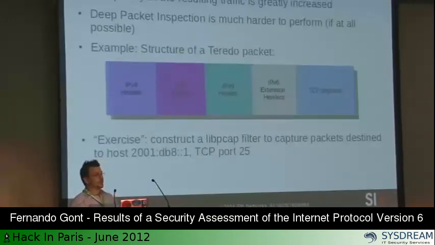A simple exercise to realize how complex this is and how harmful this can be is that if you want, for example, to implement a libpcap filter to detect, let's say, a packet sent to some specific V6 address and some specific TCP port, it's completely painful. This means that in many cases it's much, much harder, if at all possible, to, for example, do deep packet inspection in the case of transition technologies.